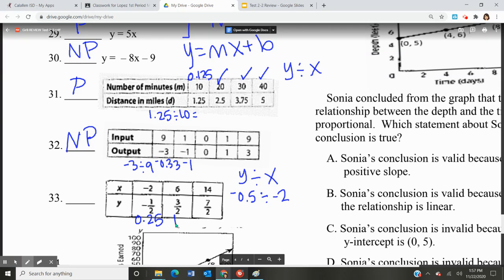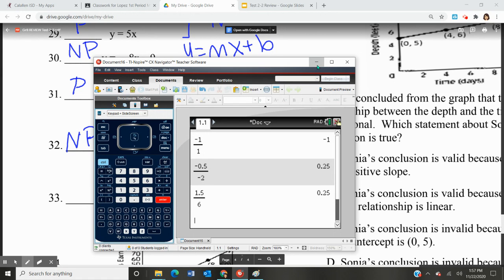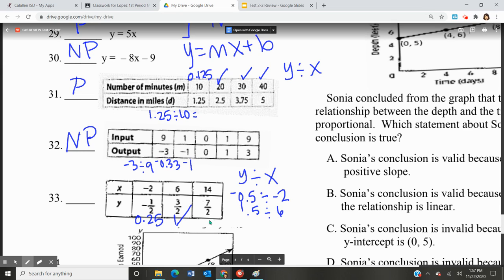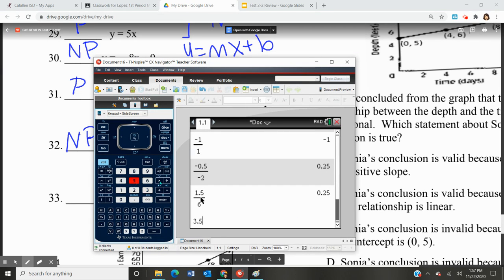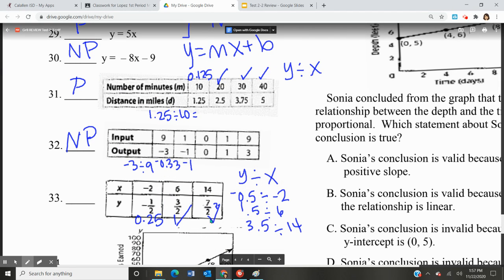Here I have 3 halves, which is equivalent to 1.5. So 1.5 divided by 6. We get 0.25. So that is correct. Then we have 3.5 divided by the x value of 14. So 3.5 divided by 14. And again, we get 0.25. So whenever we divide y by x, we get the same thing. So this is proportional.